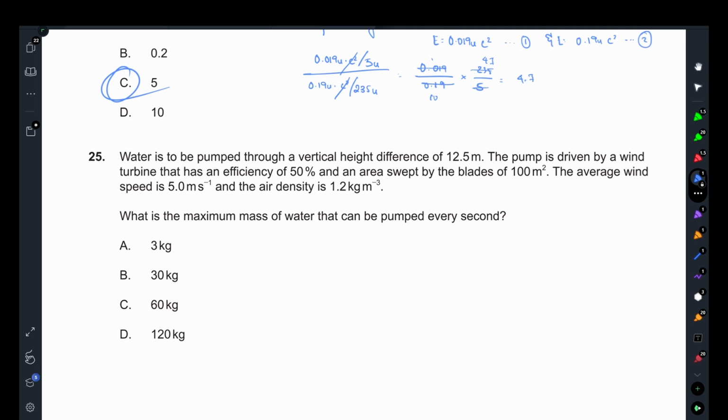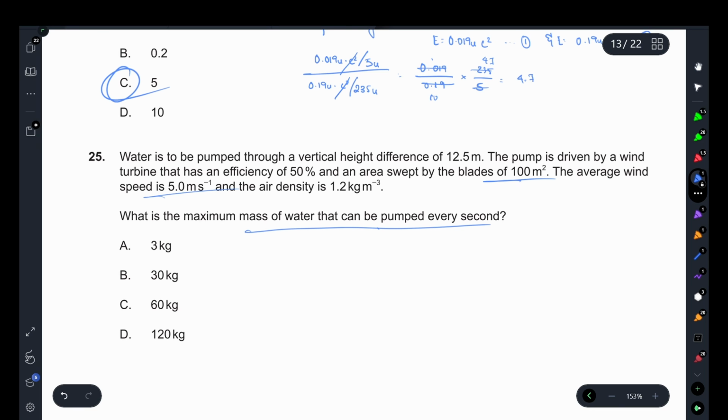Moving on to question number 25. Water is pumped through a vertical height of 12.5 meters and wind blades are sweeping this area. The area of the blades is 100 meter squared, and the average wind speed is 5 meter per second. What is the maximum mass of water that can be pumped every second? This uses your energies, guys.